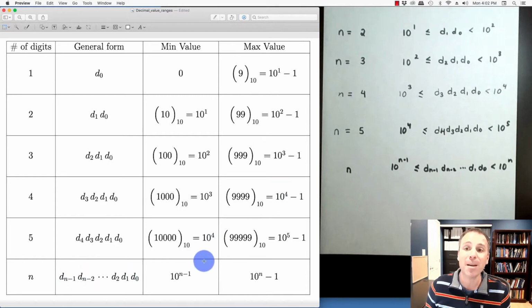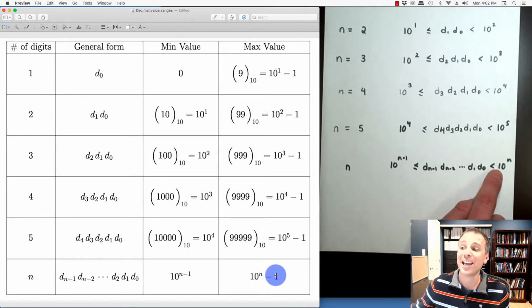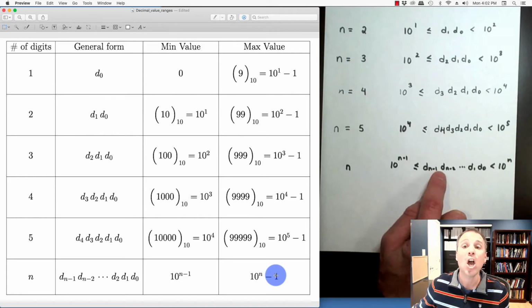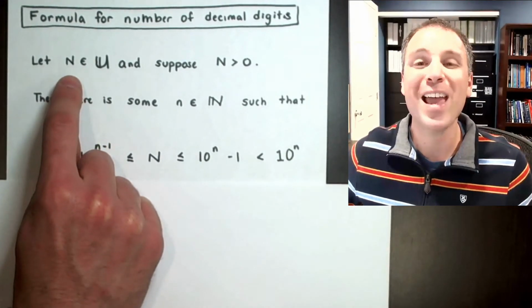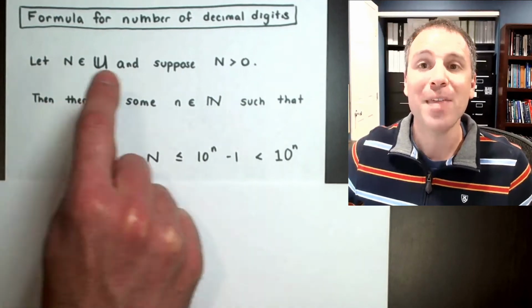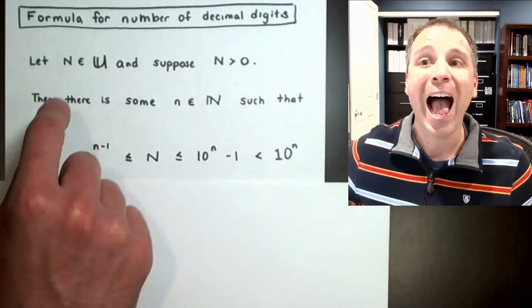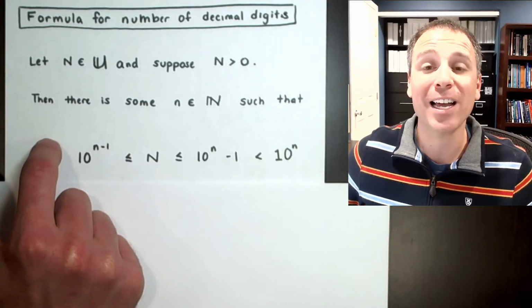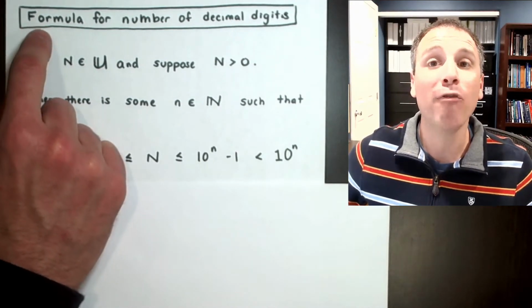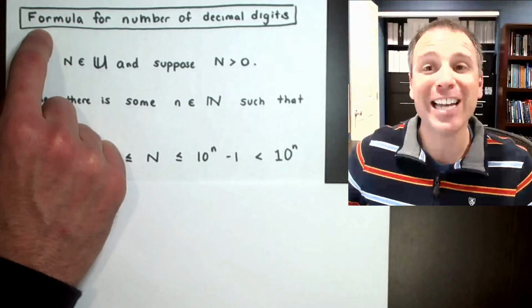And then the minimum value is 10 to the n minus 1. And the maximum, the absolute upper bound, would be 10 to the n minus 1, which is another way to say that we will never actually be able to encapsulate 10 to the n using n digits. Remember, the major question that we're asking ourselves is, if we have an unsigned integer that is greater than 0, how many decimal digits do we need to encode that unsigned integer? We're going to come up with a formula to actually give us an answer to that question.